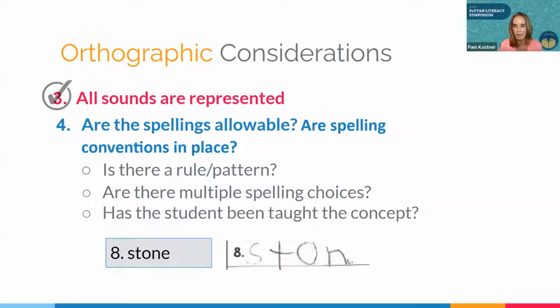And has a student been taught the concept? So if the student has been taught the concept of that VCE syllable type, we know that this is still a challenge for the student to represent in written language how the word stone is spelled with this VCE pattern. They are using a letter name to represent a letter sound. And this is a common thing we see in students as they're still learning these conventions for spelling. So go to the next one.